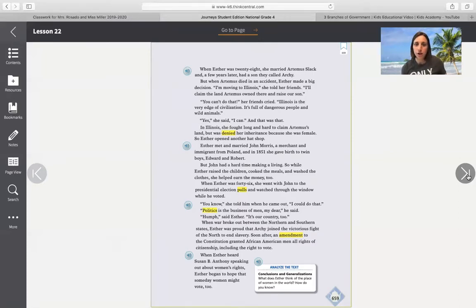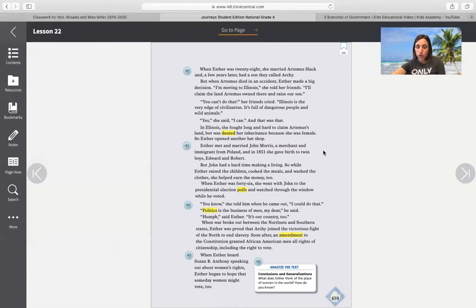In Illinois, she fought long and hard to claim Artemus's land, but was denied an inheritance because she was female. So Esther opened another hat shop. Esther met and married John Morris, a merchant and immigrant from Poland. And in 1851, she gave birth to twin boys, Edward and Robert. But John had a hard time making a living. So while Esther raised the children, cooked the meals, and washed the clothes, she helped earn the money too. Wow, she is a really, really strong woman who does a lot of stuff.